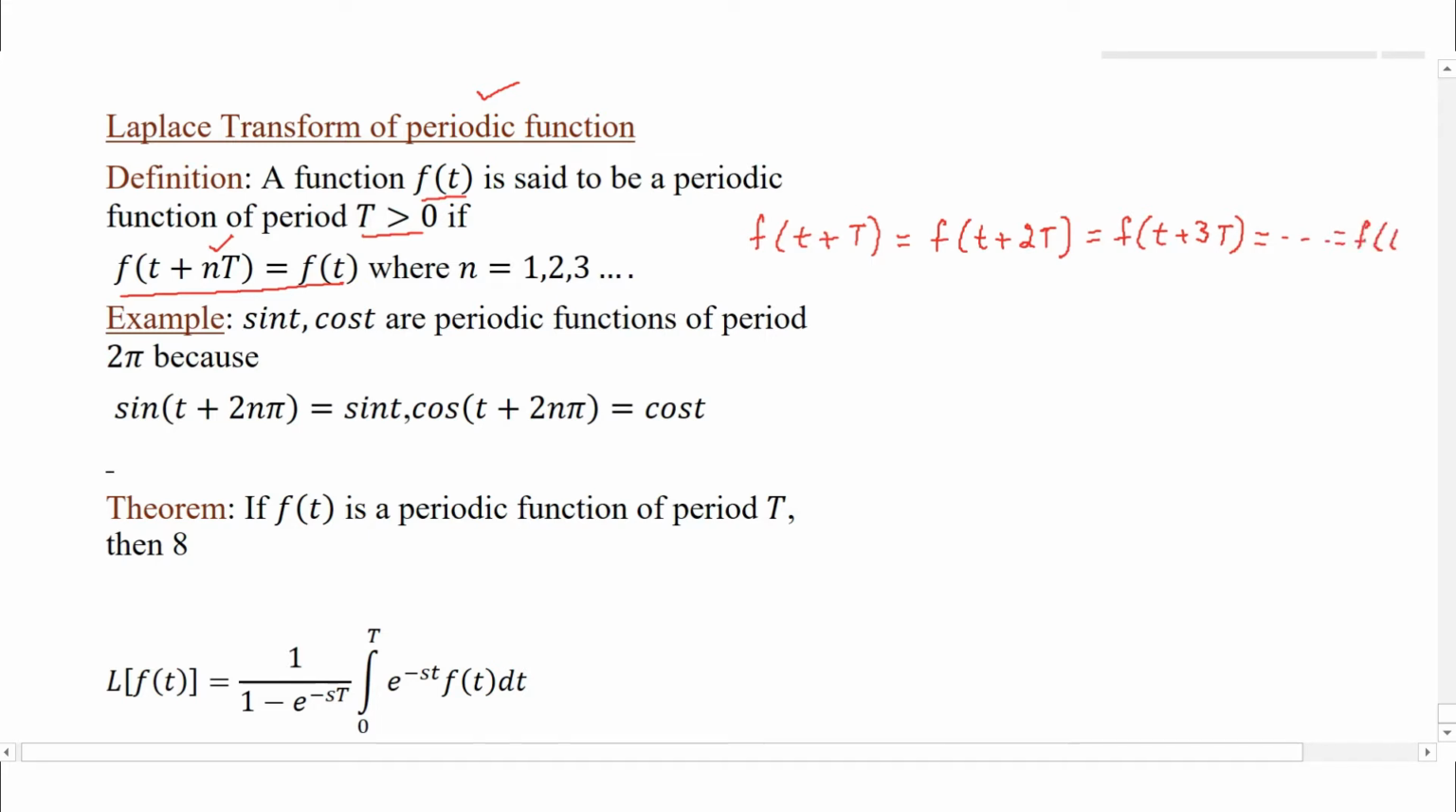So whether it is f of t plus T, f of t plus 2T or f of t plus 3T, if the value ends up as f of t itself, then the function f of t is said to be a periodic function. For example, sin t and cos t are periodic functions because they satisfy the above property. That is, sine of t plus 2n pi will end up as sin t itself. Then we call this 2n pi the period. Similarly, cos of t plus 2n pi is also equal to cos of t. Therefore, cos is a periodic function.